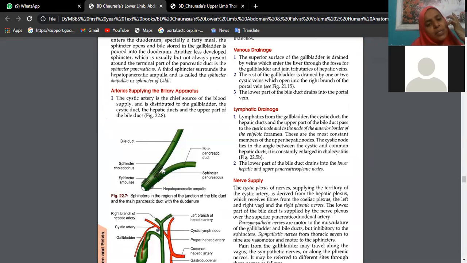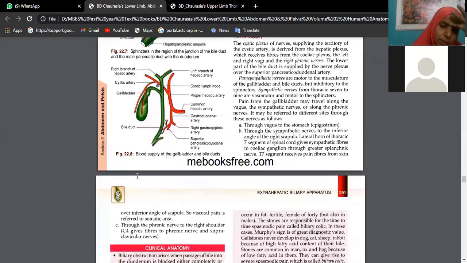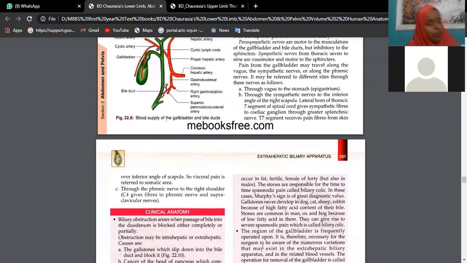Okay, and this bile duct has certain sphincters, like the one surrounding the common bile duct, which you call sphincter choledochus. Around the pancreatic duct you have sphincter pancreaticus. Together they form the hepatopancreatic ampulla, which is sphincter ampullae, which opens into the second part of the duodenum, also called the sphincter of Oddi. Okay, so that is about the common bile duct.